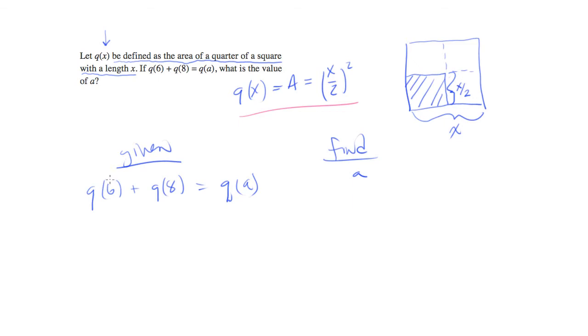Now for each one of these, I'm simply going to plug the value in the parentheses in for x. So for example, Q of 6 will become 6 over 2 squared. Q of 8 will become 8 over 2 squared. And Q of a will become a over 2 squared.